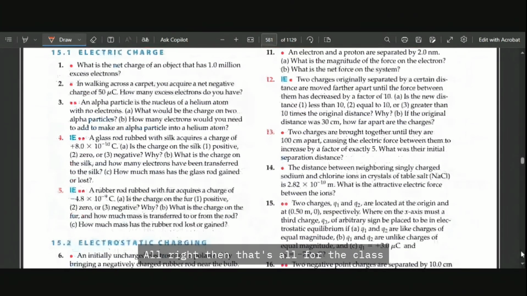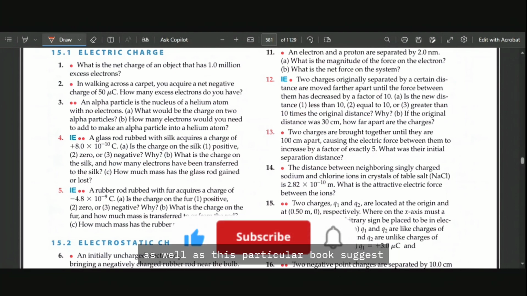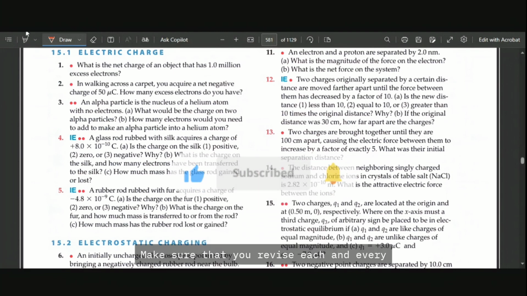Okay, all right, then that's all for the class. In the next class, we'll be talking about Gauss law. This is going to be the last topic of this particular chapter, as the syllabus suggests, as well as this particular book suggests. Make sure that you revise each and everything.